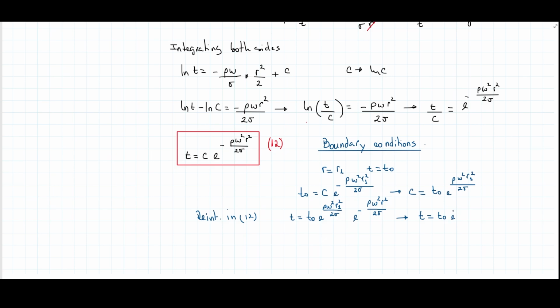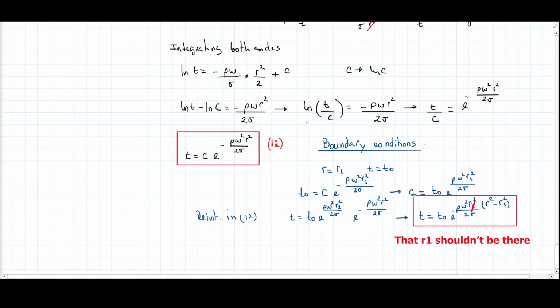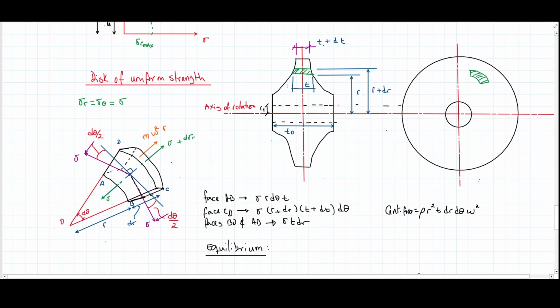Again, to put it in order, this could be plus or minus, but the difference is in what you put in the parentheses in the end. So this is going to be 2 sigma times R square minus R1 square. And this is one important equation for us. If you plot this equation, given those known values, then you're going to get a nice curve that's going to tell you how the thickness is going to vary across the radial length.